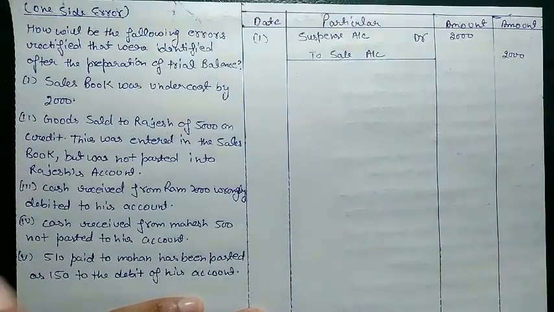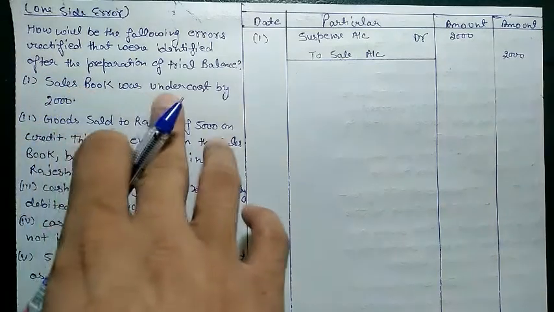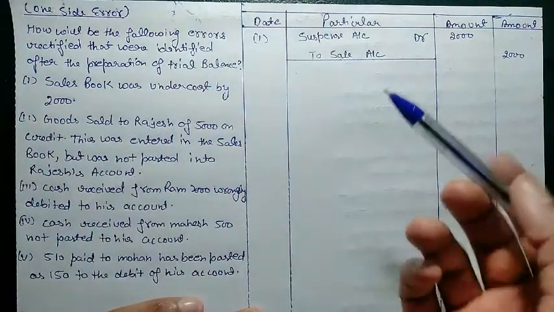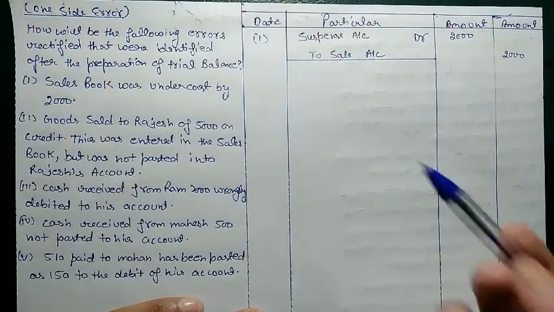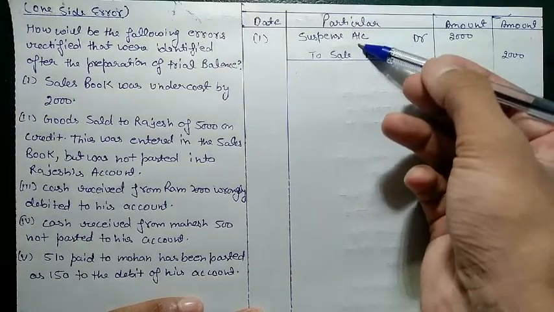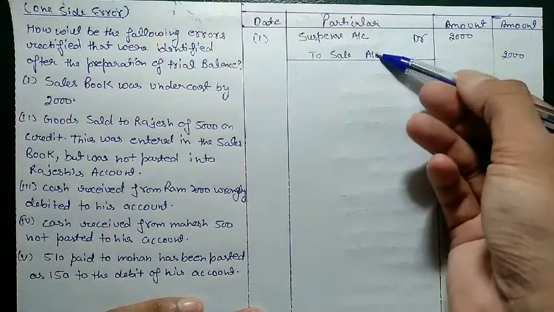But in the same case, if the sales book was overcast by 2000, that means the credit balance of the sales book is more by 2000. For that we will debit the sales account and credit the suspense account.